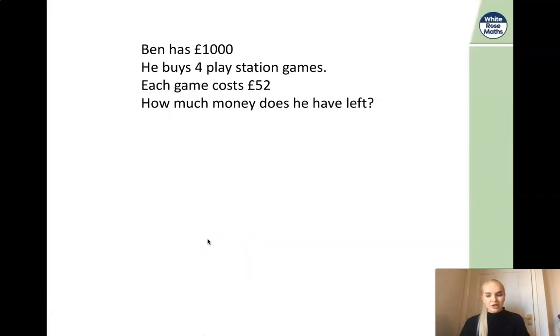Okay, another problem-solving question here. Ben has £100. He buys 4 PlayStation games and each of these games cost £52.